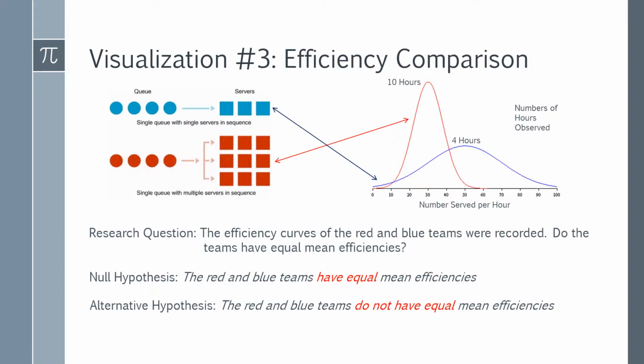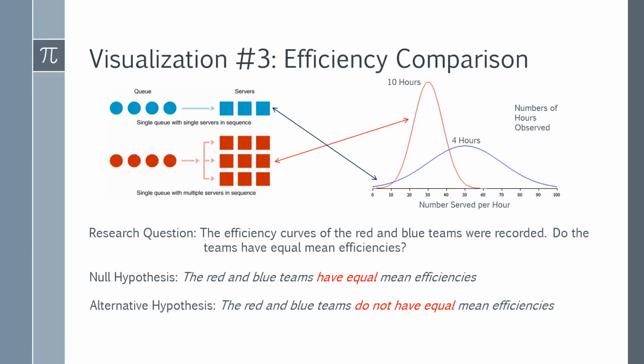So the third visualization is the efficiency comparison. This graph is displaying the number of hours observed against the number served per hour.